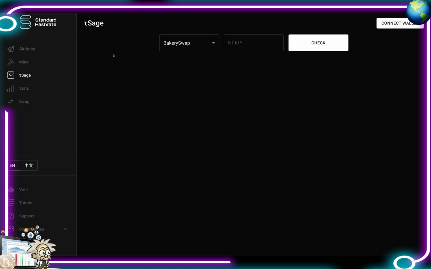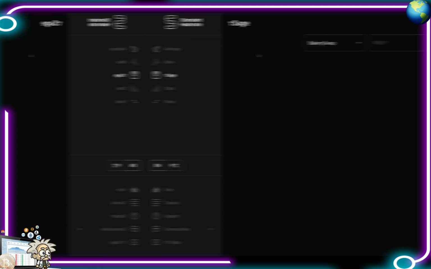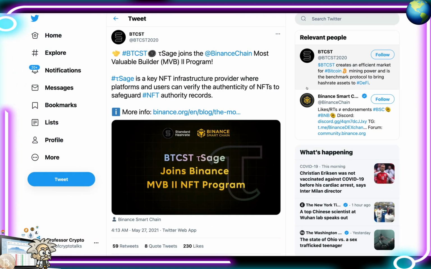Essentially how it works, guys, you can type in any NFT ID from 1 to 10,000, and there's going to be a verification page that comes up. It provides platform and consumer protection, since TAO Sage safeguards users from duplicate NFTs. They've also recently announced, guys, that TAO Sage has joined the Binance MVB 2 program, which BSC has shared across their Twitter as well. It's right here, guys, and it was published on May 27th, 2021.